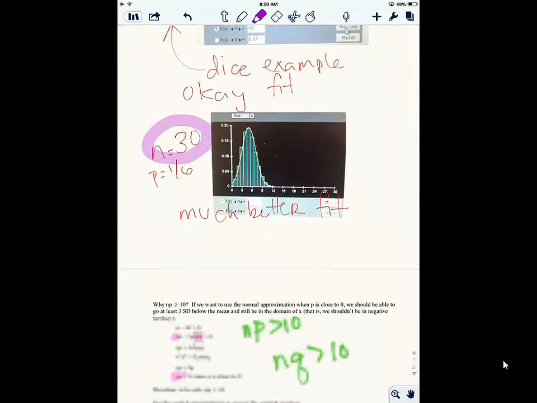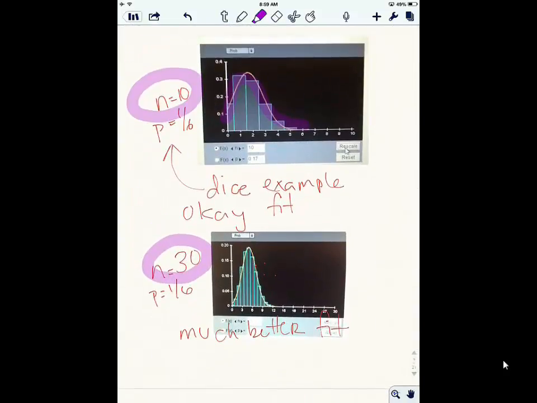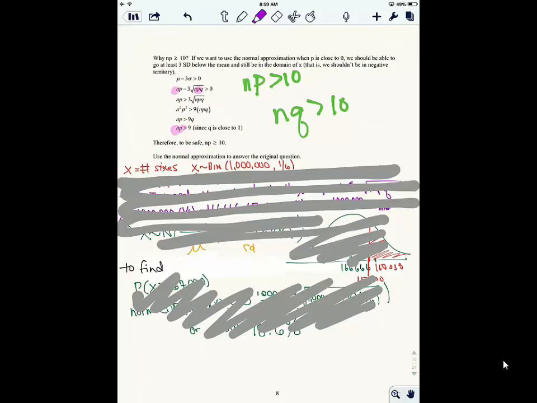So it fits better the closer the probability of success is to 1/2, and even more important, the number of trials you're doing. If you're only doing 5 trials, you probably shouldn't use a normal distribution to approximate it because it's not going to look very normal. But if you're doing 30 or more, it might start to look normal. And actually, here's how we test for it. We're going to take the number of trials times the probability, and we want that to be greater than or equal to 10.